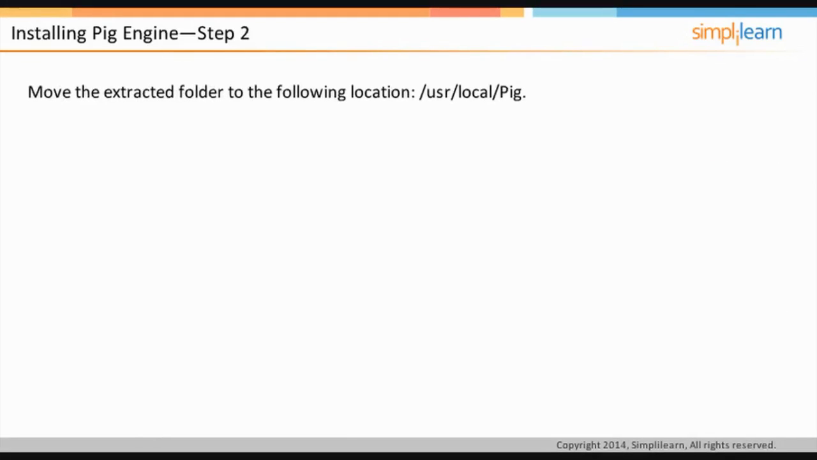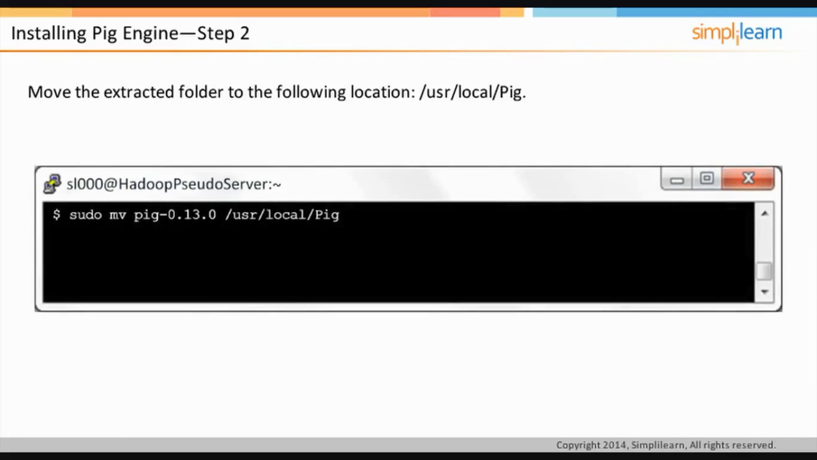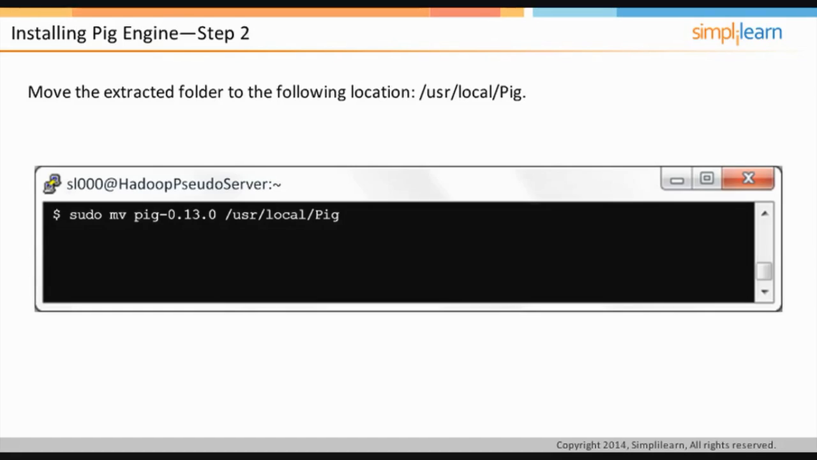Once extracted, move the folder to /usr/local/pig. This can be achieved using the command shown on screen. Make a note of the file name. Sometimes the file name changes after extraction, so check the file name by using the ls command and then perform the sudo mv pig command. In the next screen, we will export Java_home.